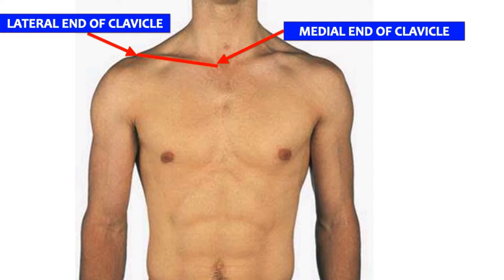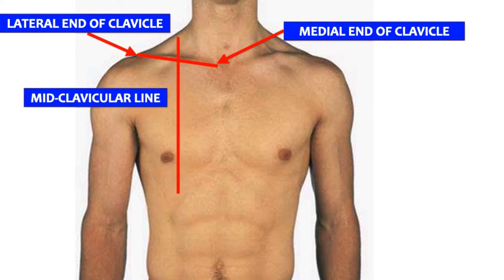A vertical line passing through the midpoint of this previously drawn line, such that this vertical line bisects the previous line. This vertical line is called the mid-clavicular line. Now the question arises, why are we talking about the mid-clavicular line?